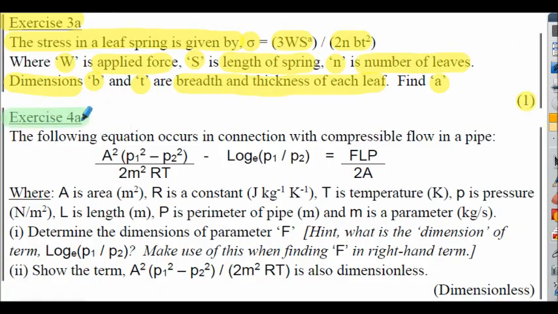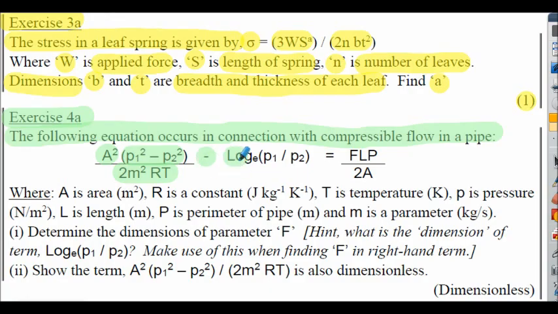And exercise 4a, a more difficult question. The following equation occurs in connection with compressible flow in a pipe. So we're given 3 terms here. On the left hand side, first term is a squared multiplied by, in brackets, p1 squared minus p2 squared, and it's all divided by 2 times m squared times r times T.